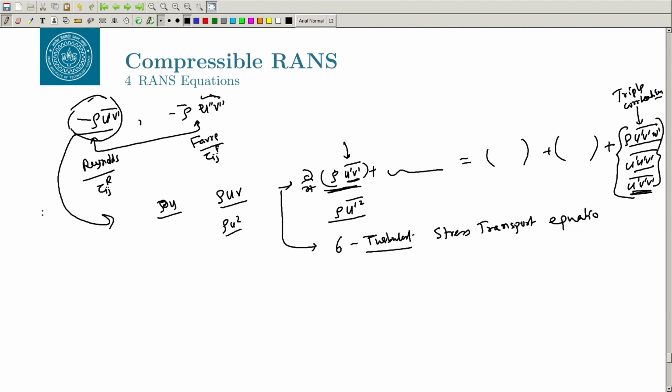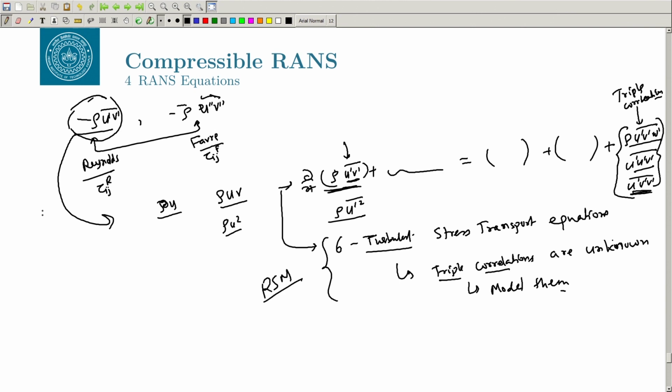You derive these equations and then you will get the triple correlations, which are unknown, and you model them. So, this is what we do in the model called the RSM model, the Reynolds stress transport model, or Reynolds stress model.